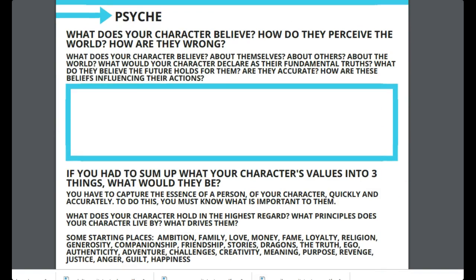What does your character believe? How do they perceive the world? How are they wrong? Well, maybe she believes that if she could become anyone or become anything, then she'll fit in wherever she is because she's able to change herself. And how is she wrong? Well, she should just love and accept herself as she is, right? And then if you want to shapeshift and become like a lion or a popular cheerleader, that's just something that you want to do, but it's not based on not loving yourself.